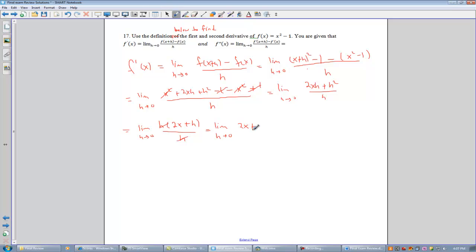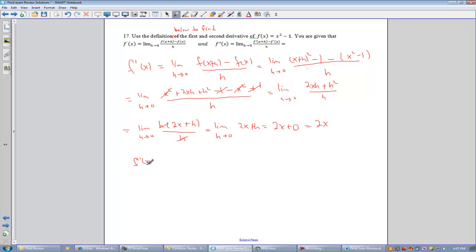And I just have 2x plus h. Now I plug in h equals 0, so I get 2x plus 0. Notice I dropped off the limit because I plugged in 0 for h, and so that's just equal to 2x. And that's exactly what you would expect it to be. If you take the derivative of this using the rules, you'll obviously get 2x.